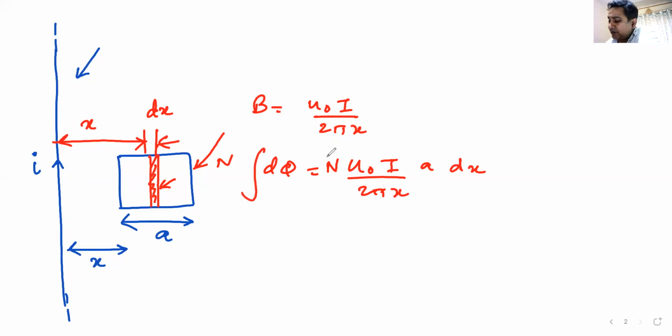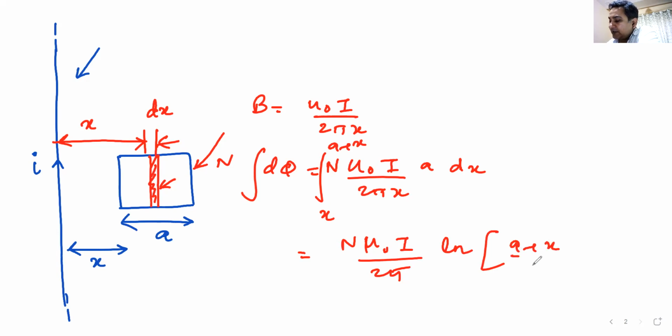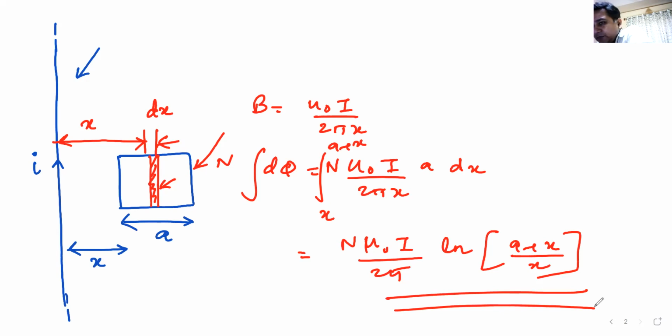To find the total flux, you integrate this from x to A plus x. And you will have your answer: n mu naught I by 2 pi, natural log of (A plus x) divided by x. Do we understand this?